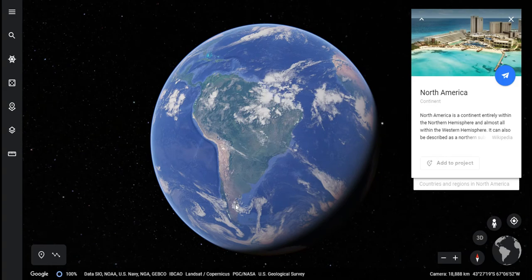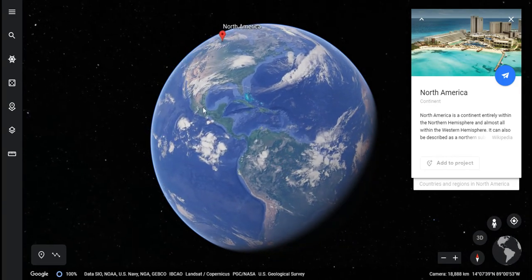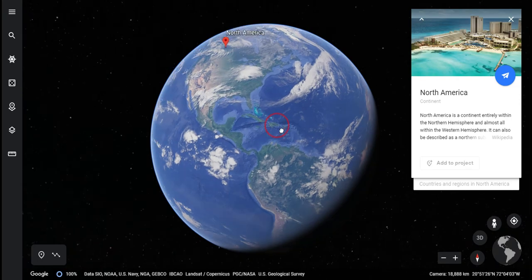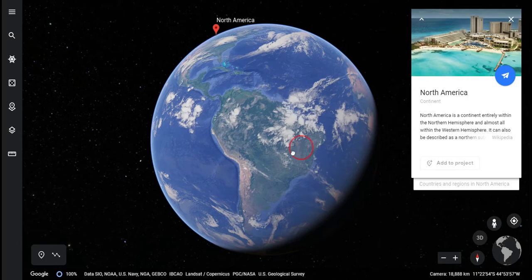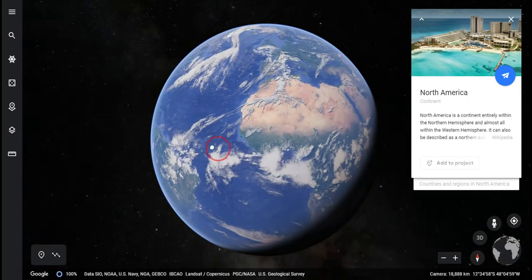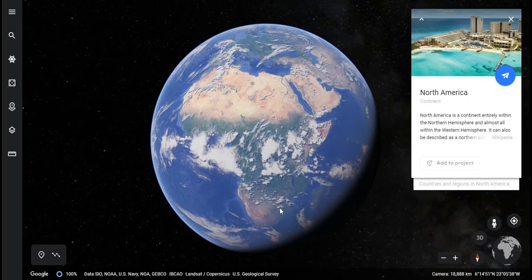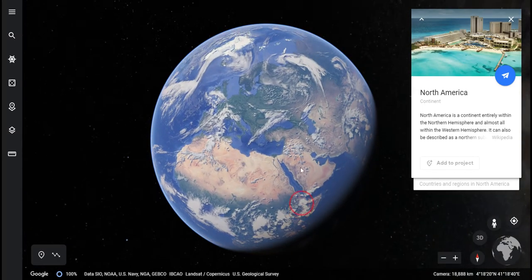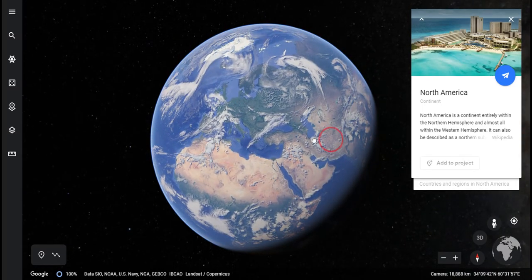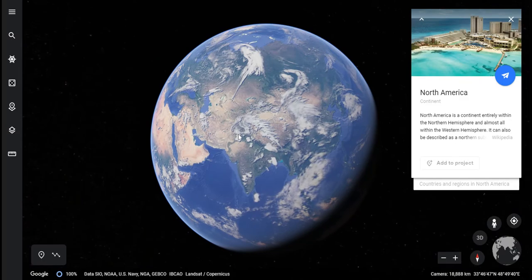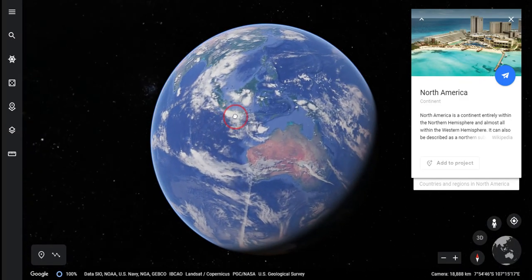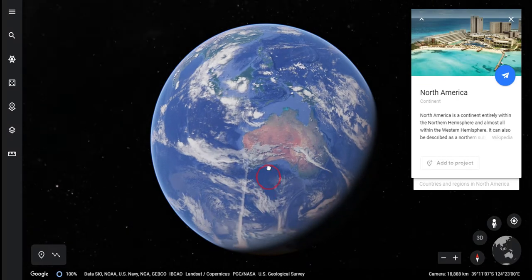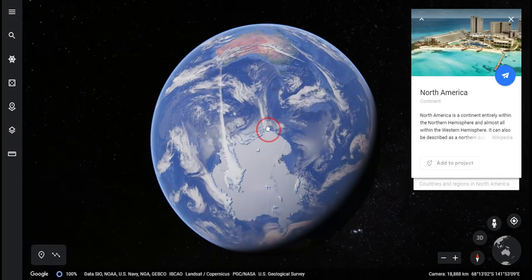This is the continent of South America. See how they're connected by Central America right here? That's why this is north, because it's up top, and this is south, because it's down below. If we move over, this is the continent of Africa. This is the continent of Europe. This is the continent of Asia. And down here, we have Australia. At the very, very bottom, we have what's called Antarctica.